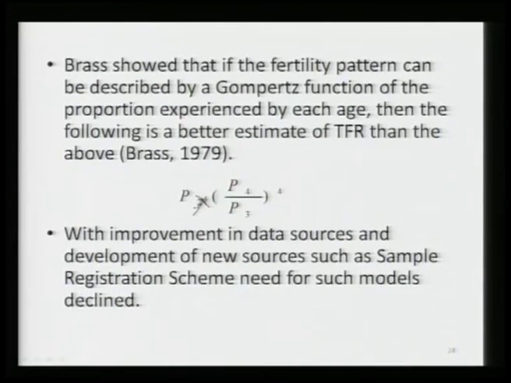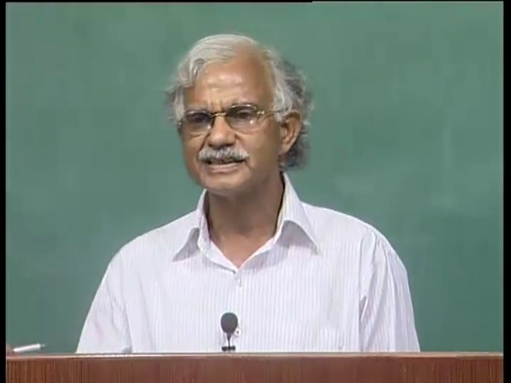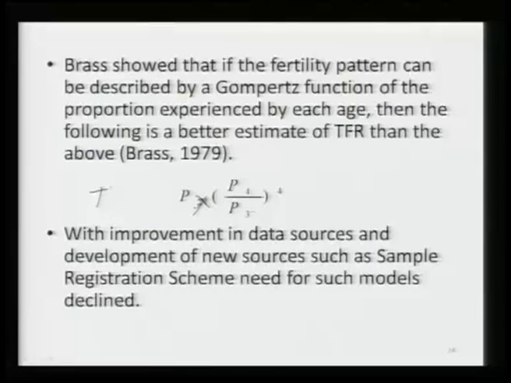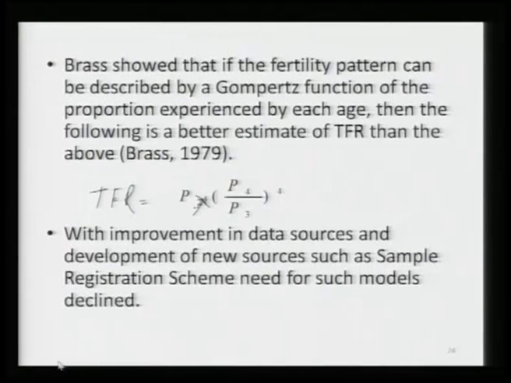So, depending on which age group you assign more importance, more reliable, you think that 15 to 20 is more reliable, or 20 to 25 is more reliable, 25 to 30 or 30 to 35, and depending on your empirical and analytical understanding of relationship between TFR, this is another estimate of TFR. Then TFR can be estimated from the previous equation P3 square by P2 or from this equation that TFR equals P2 multiplied by P4 by P3 raised to power 4.